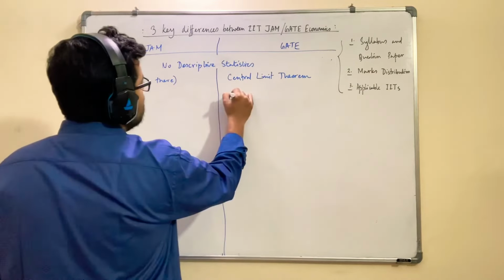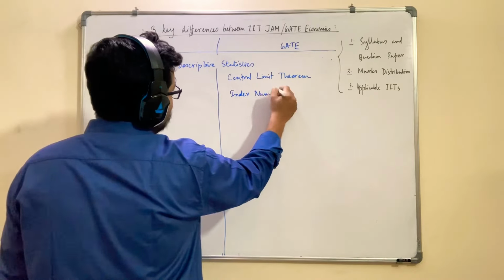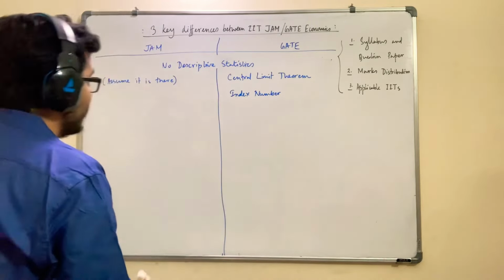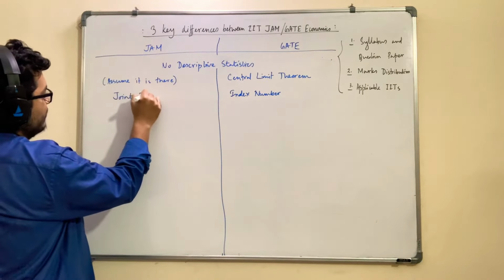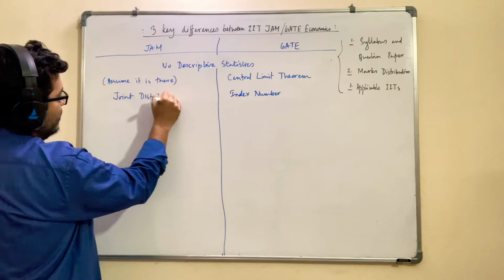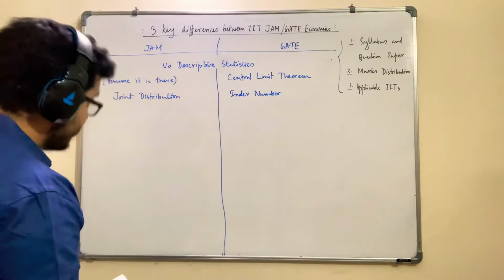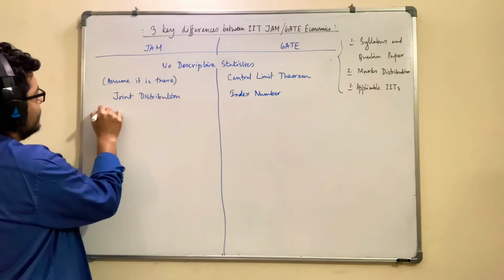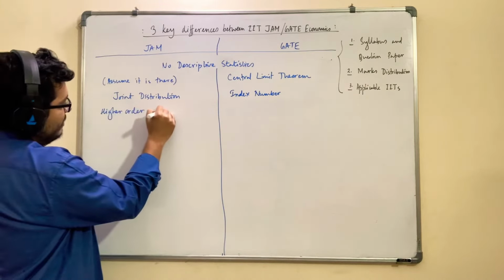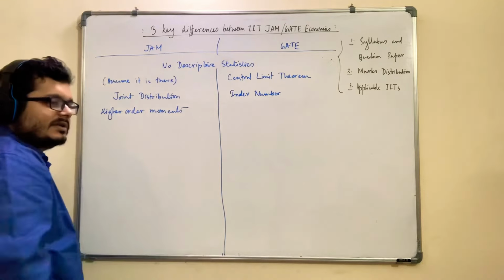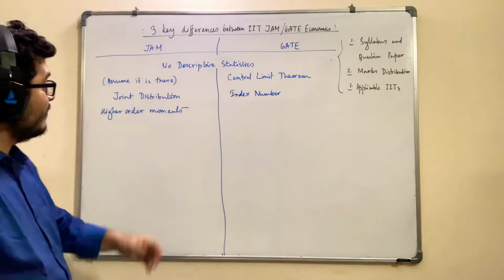Then comes index number, that is only in GATE. Here you have, for that matter, joint distribution. So joint distribution is in JAM but not in GATE. And there is also a mention of higher order moments. By higher order moments we basically mean skewness, kurtosis at the level of distribution.